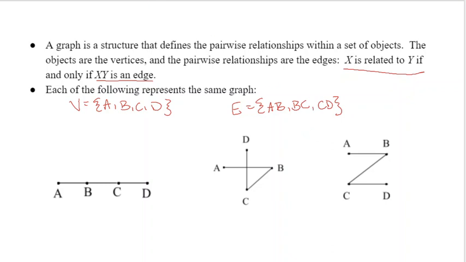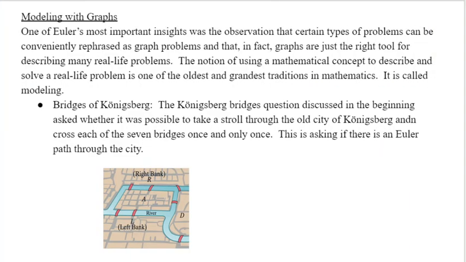Let's look at one more problem. So going back to Koningsberg. One of Euler's most important contributions to graph theory is that you can take a situation, rewrite or redraw it as a graph, and then you can apply all of the things in graph theory to that diagram to try to answer a question. So this whole idea is called modeling. You are taking a real life problem, translating it into math, doing the math, and then translating it back into context.